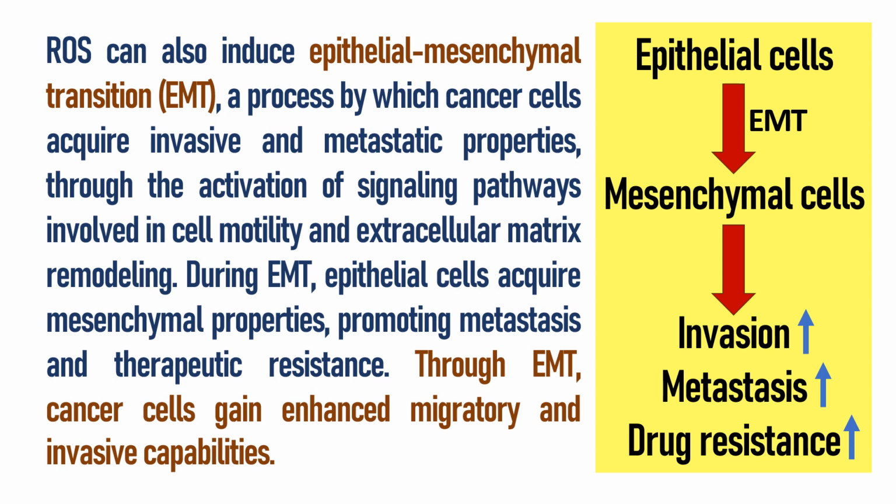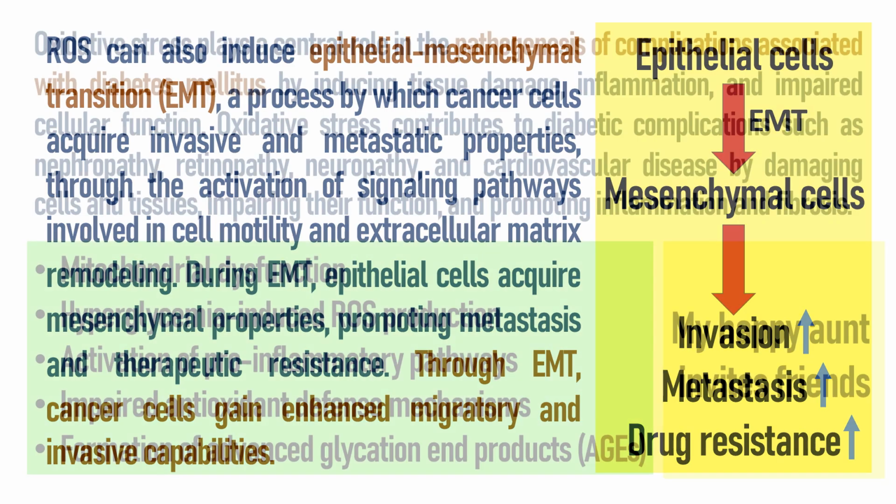Reactive oxygen species can also induce epithelial mesenchymal transition, a process by which cancer cells acquire invasive and metastatic properties, through the activation of signaling pathways involved in cell motility and extracellular matrix remodeling during EMT. Epithelial cells acquire mesenchymal properties, promoting metastasis and therapeutic resistance. Through EMT, cancer cells gain enhanced migratory and invasive capabilities.